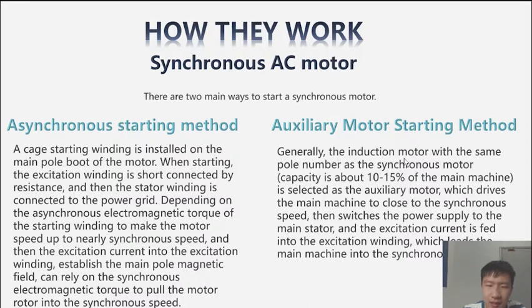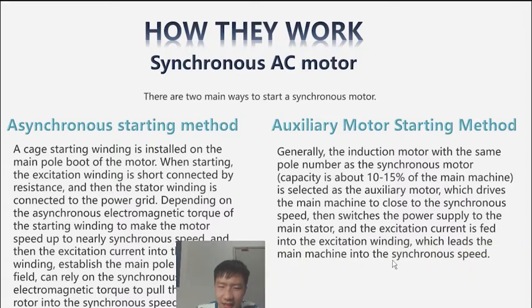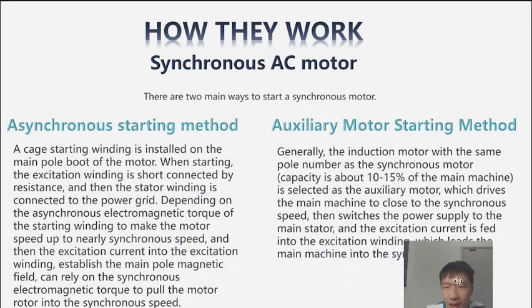Generally, an induction motor with the same number of poles as the synchronous motor, with a capacity of about 10 to 50% of the main machine, is selected as the auxiliary motor, which drives the main machine to close to the synchronous speed. Then the power supply is switched to the main stator, and the excitation current is fed into the excitation winding, which leads the main machine into the synchronous speed.